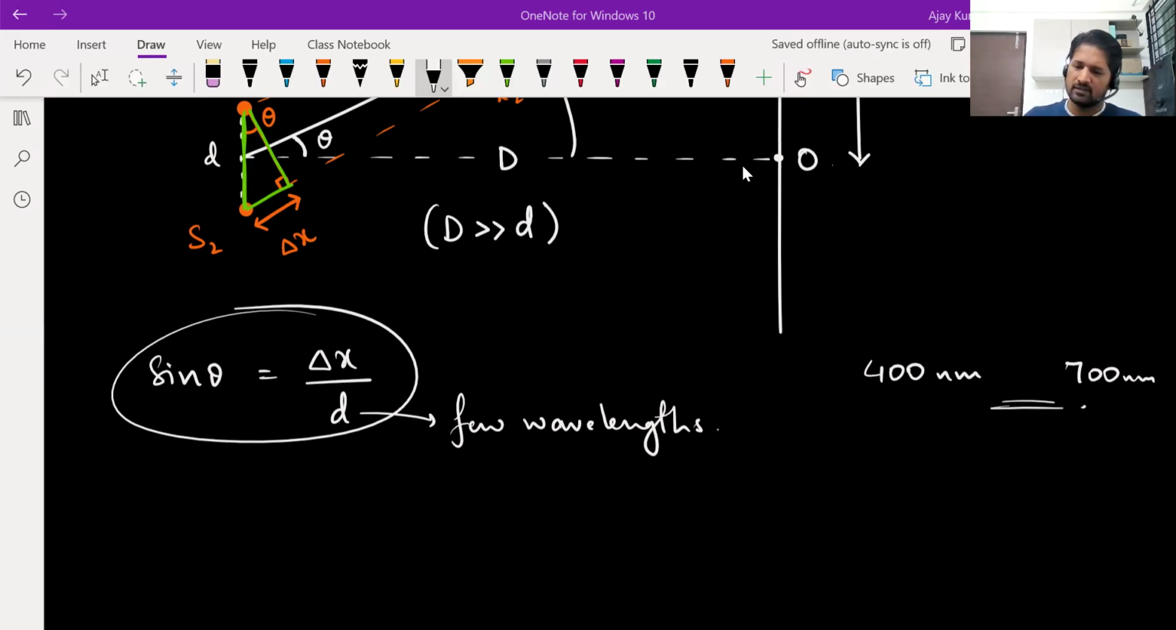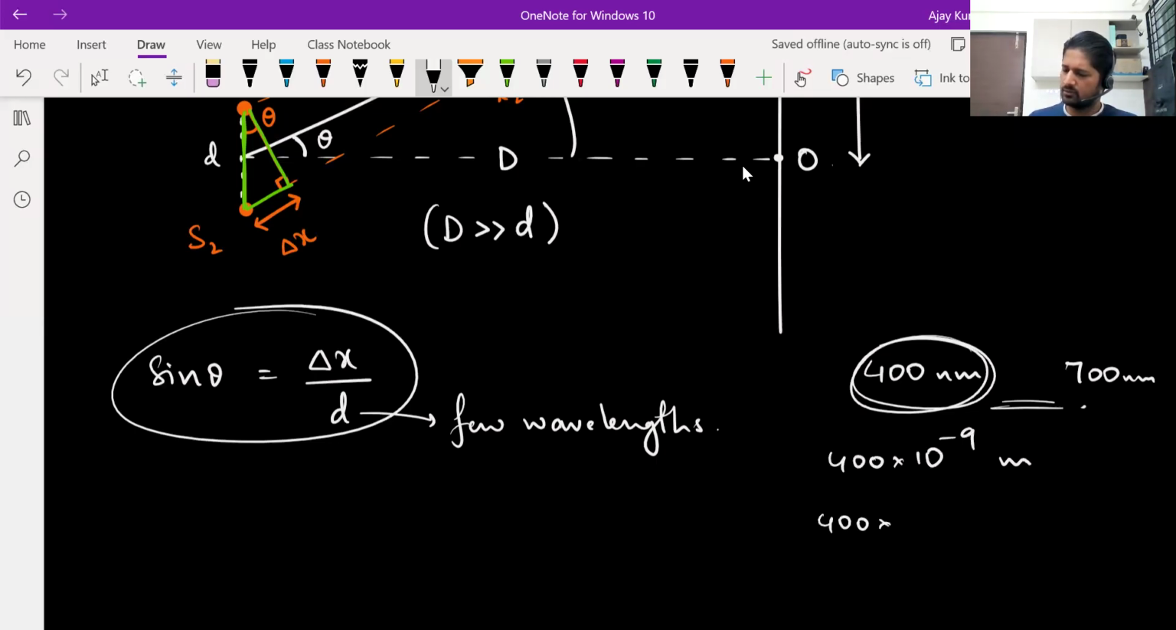The wavelengths here are in nanometers, 400 nanometers. That's 400 into 10 power minus 9 meters. If you convert it to millimeters, it is 400 into 10 power minus 6 millimeters, that is 4 into 10 power minus 4 mm for violet light. For red light, it is 7 into 10 power minus 4 mm.